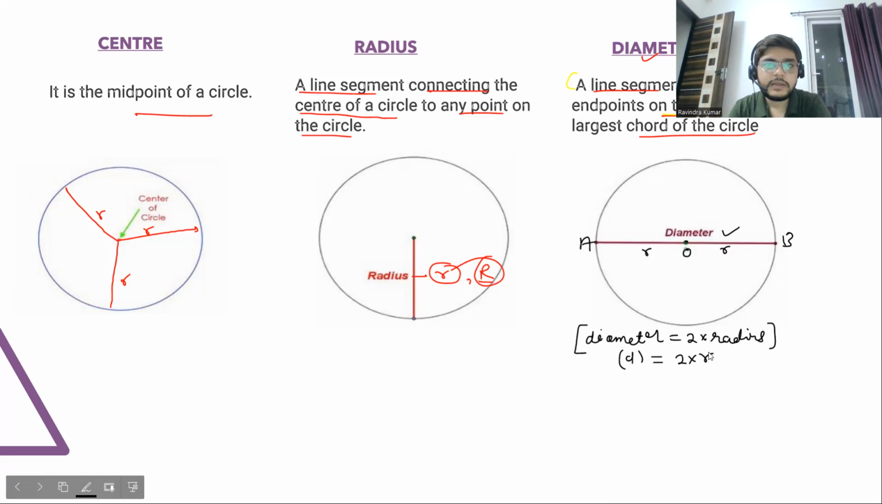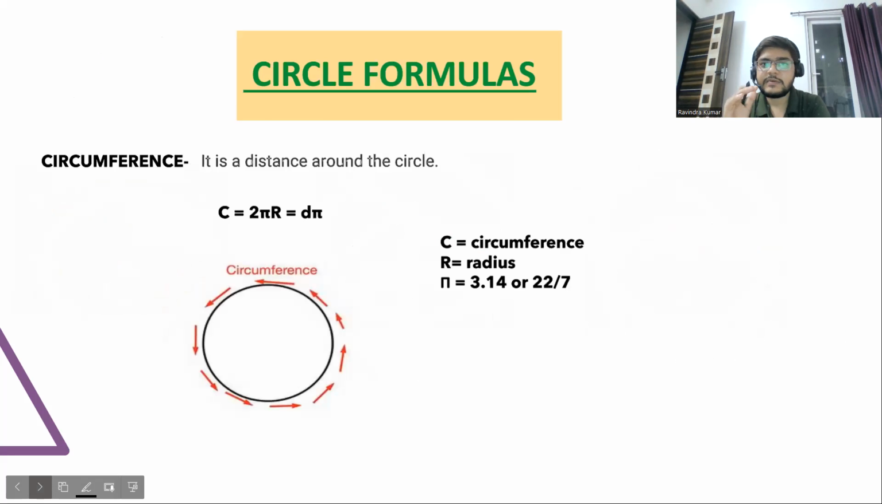Okay, now let's come to the next one, and that is circle formulas. There are some basic formulas related to the circle. The first one is the circumference. What is meant by circumference first? It is the distance around the circle.